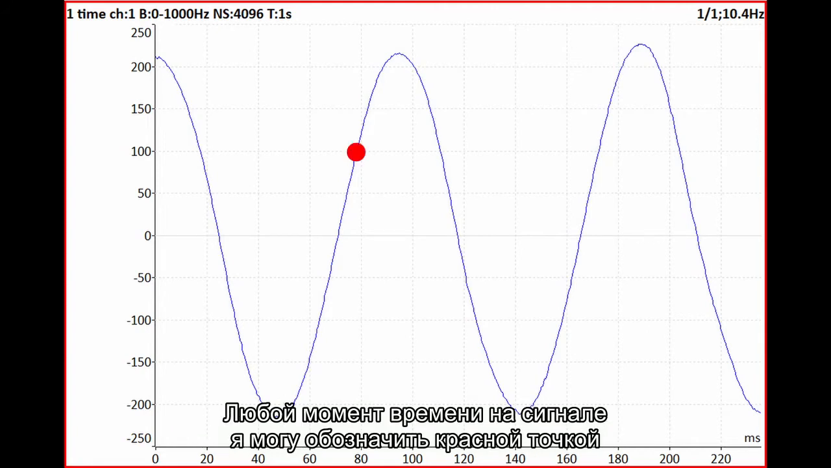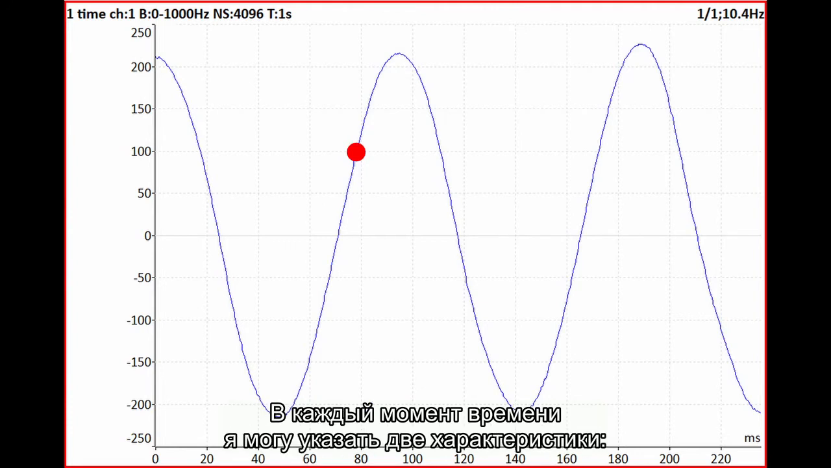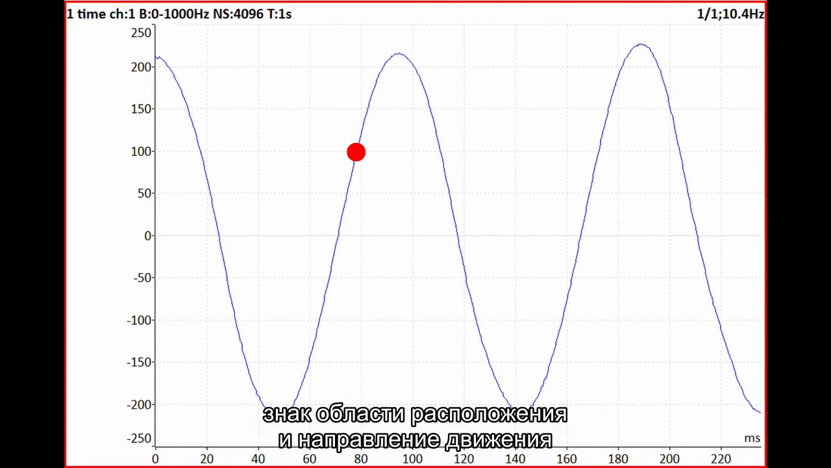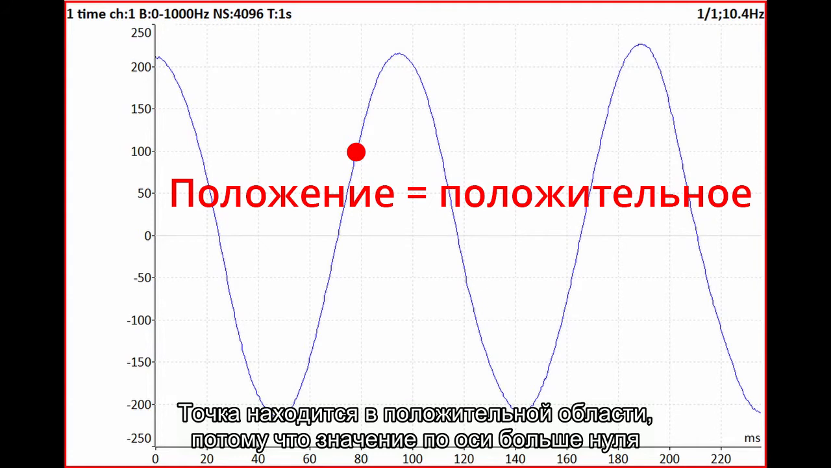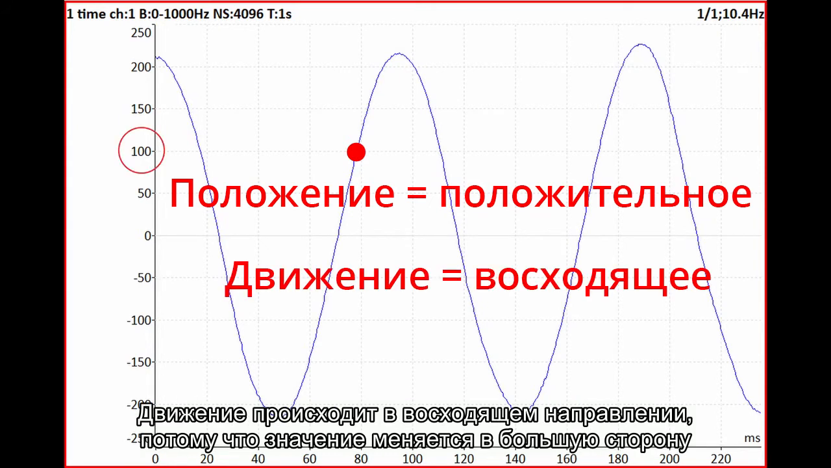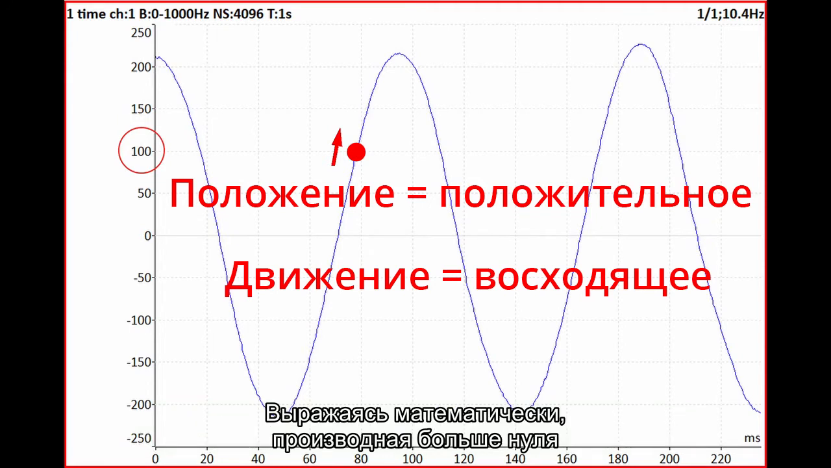I can draw the red point at any time of the signal. At each time, I can describe two things: the sign of position and the direction of movement. The position is positive because the value in the graph is greater than 0. The movement is positive because the value change is upward. In math words, the derivative is greater than 0.